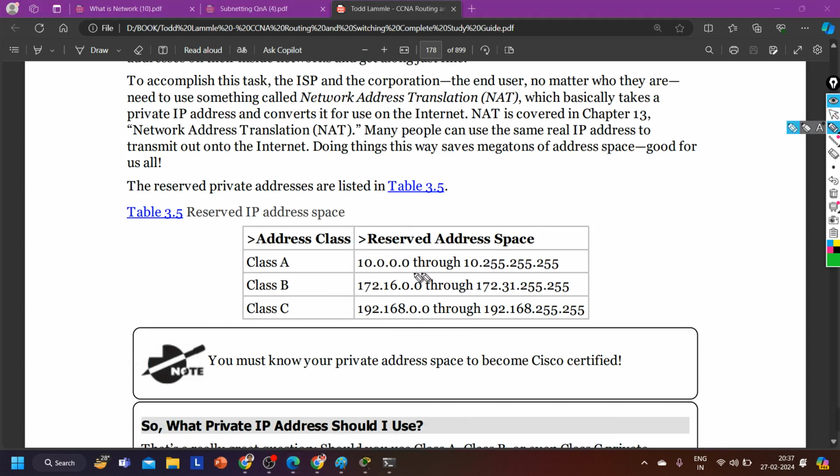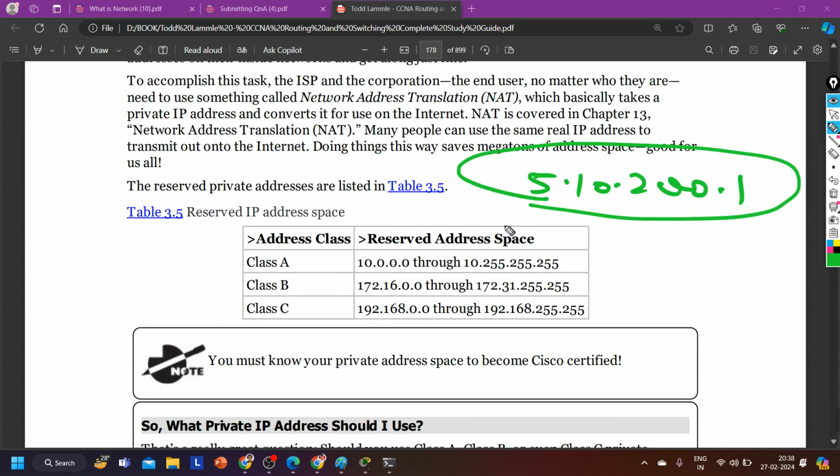Guys, for class A, what is the private IP address range? Let me give you one IP: 5.10.200.1. Which class does this IP address belong to? Class A. What is the subnet mask for this IP address? By default, 255.0.0.0. Now tell me, is this a private IP address or a public IP address?